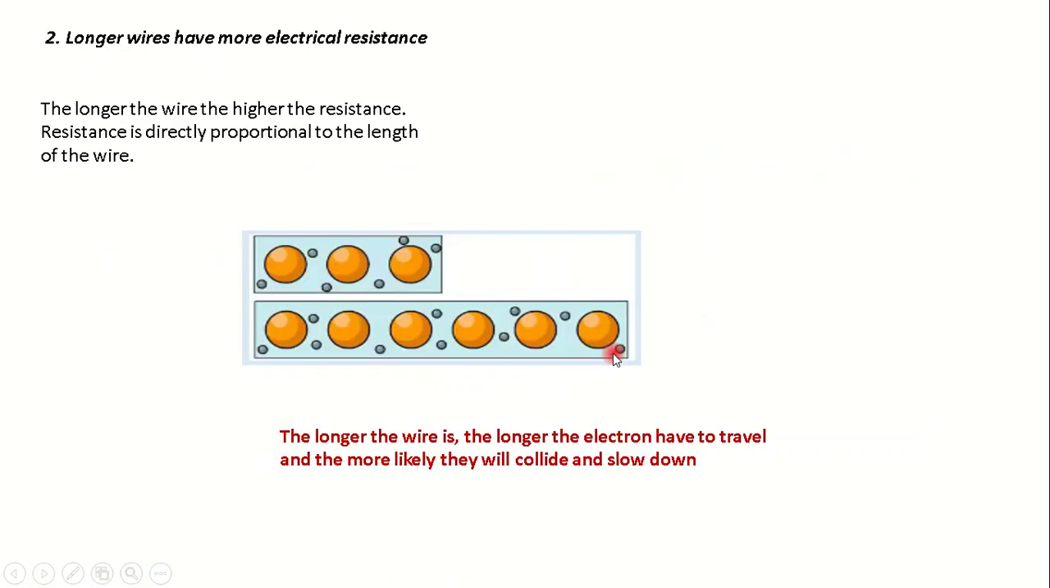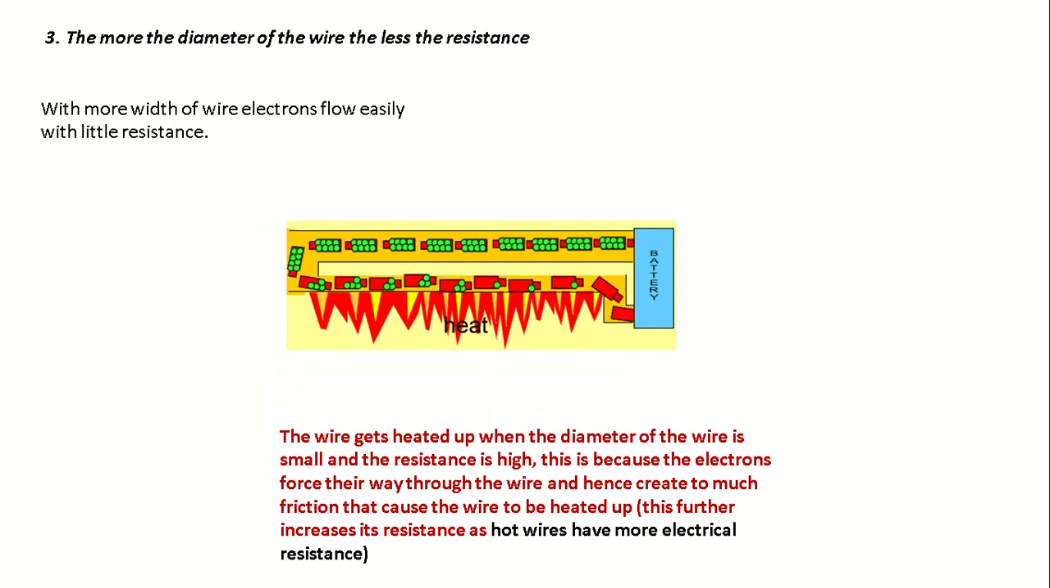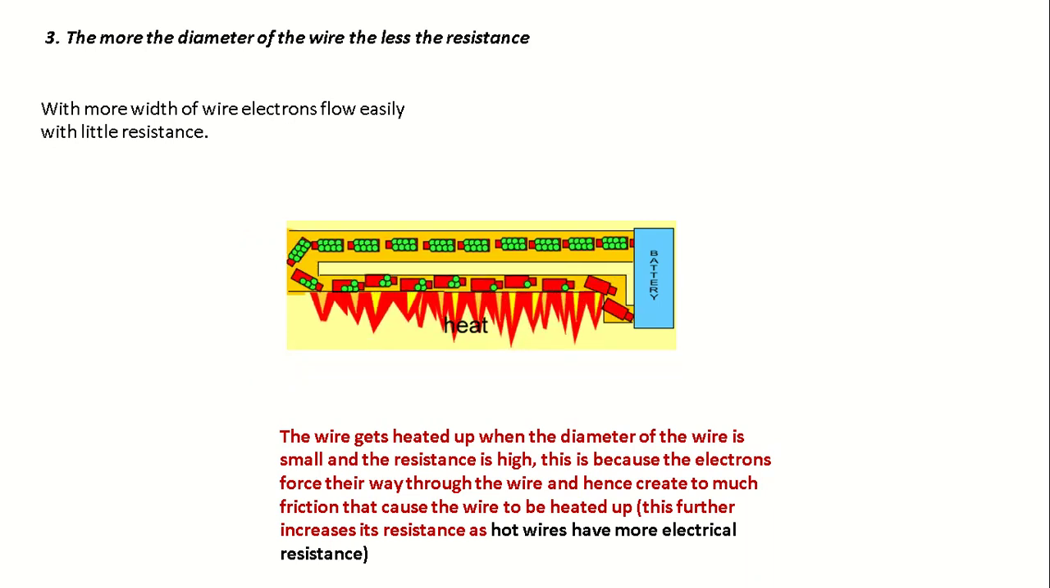Okay? Number two, longer wires have more electrical resistance. It has been verified that resistance is directly proportional to the length of the wire. So the longer the wire, the longer the electrons have to travel, and the more likely they are to collide with ions in the conductor. These are ions they collide with and then are slowed down. Is that clear?